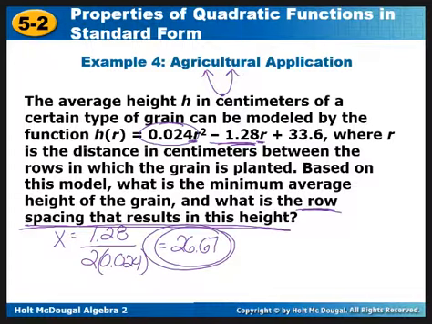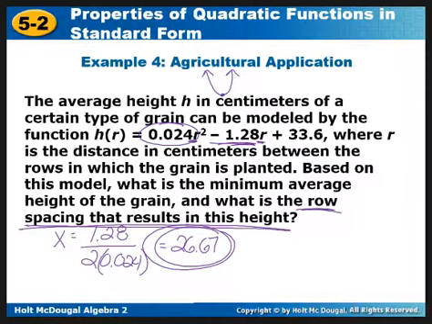Then I am going to take negative 1.28 times the 26.67, which is roughly about negative 34. So I take the 17.0709 that I got from the first part, I subtract 34.1376 from that, and then I'm going to add 33.6 to that, and I should end up somewhere around 16.5.